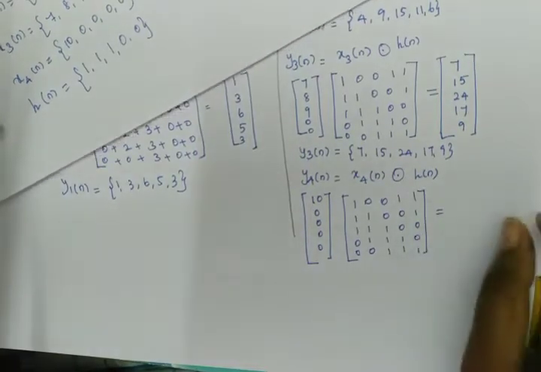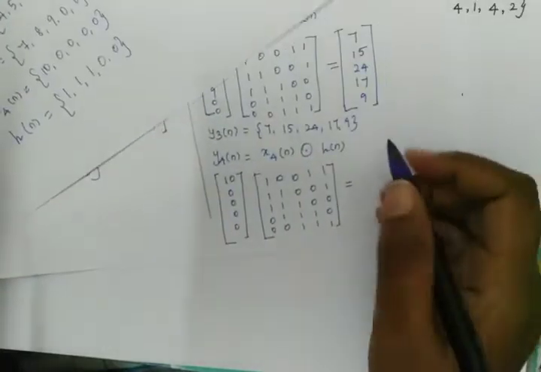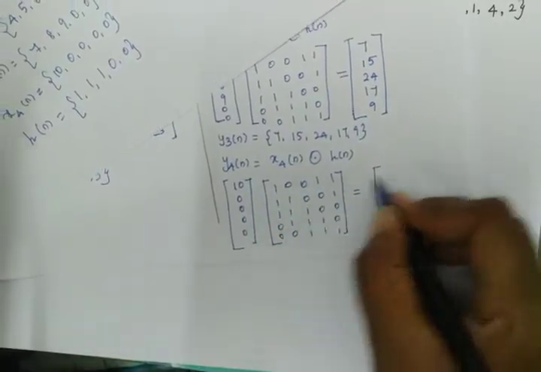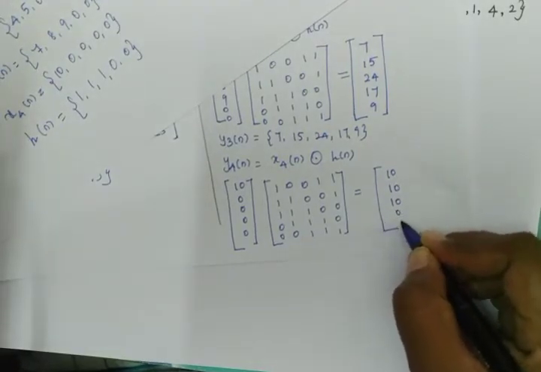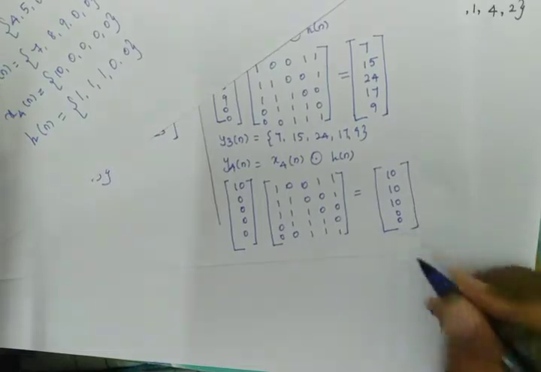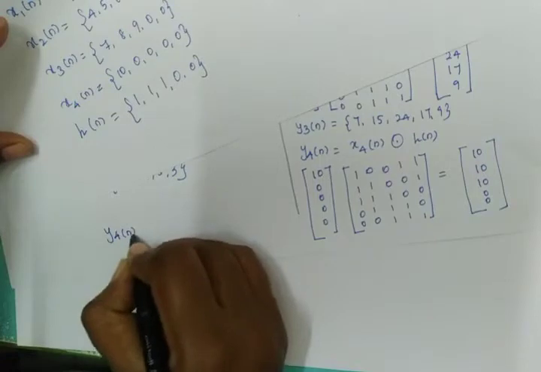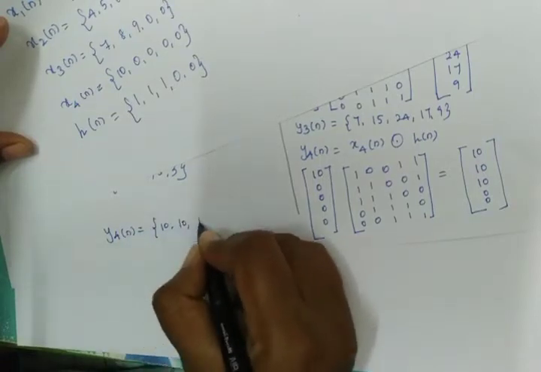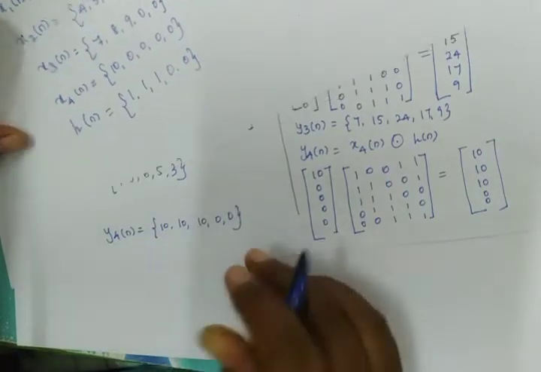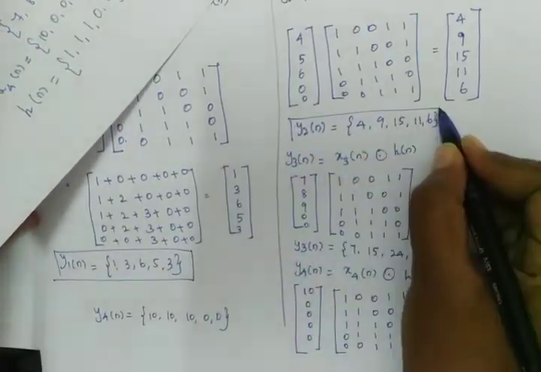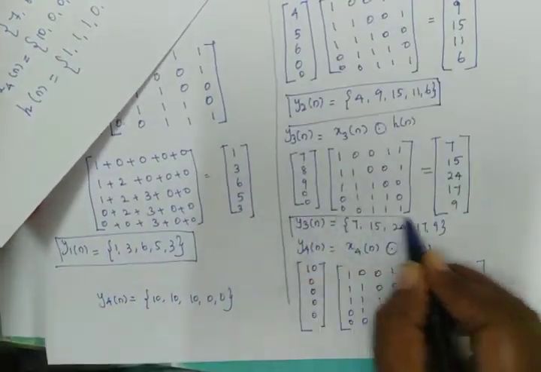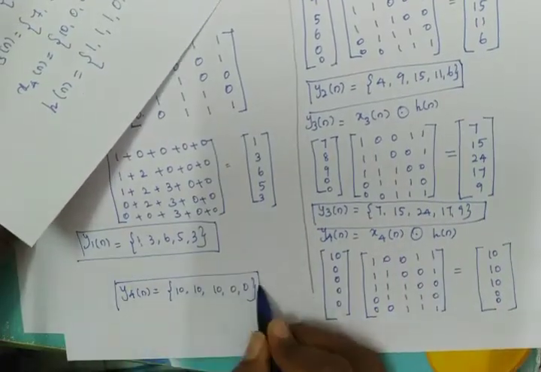Now what is this? y4 of n. So y4 of n will be equal to, here we have 10, and here we have 10, 10, then 0, 0. So this is our y4 of n. Therefore y4 of n is equal to 10, 10, 10, 0, 0. So we have found this y1 of n. This is our y1 of n. This is our y2 of n. This is our y3 of n, and this is our y4 of n.